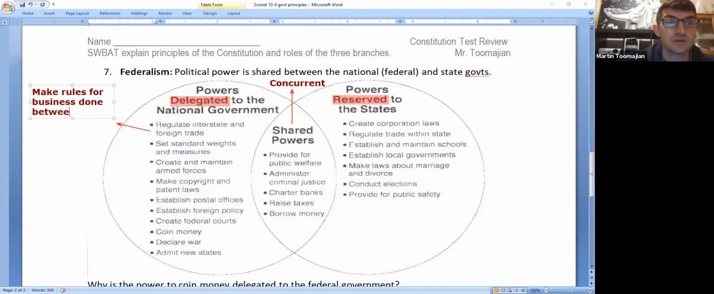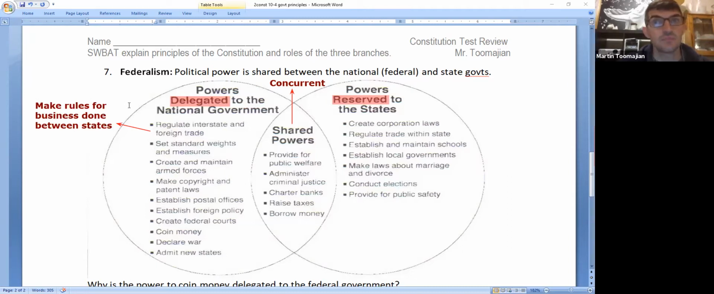done between states. That could be as simple as, like, you buy something online from a company that's based in Connecticut. The thing's going to get shipped to your house. You're going to pay for it with US money, but how are taxes going to work? Because it was a Connecticut seller and you're a New York buyer, Congress is in charge of that. Setting standard weights and measures, that means Congress says we use miles, not kilometers here. We use pounds, not kilograms here.